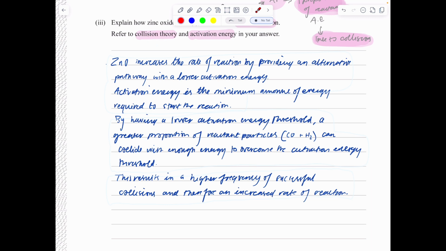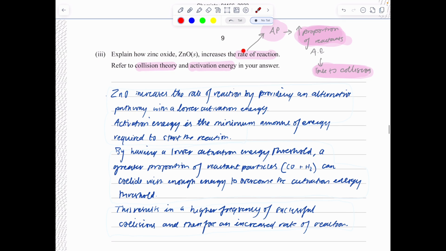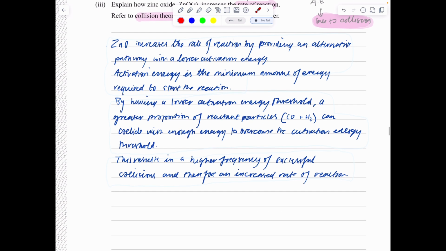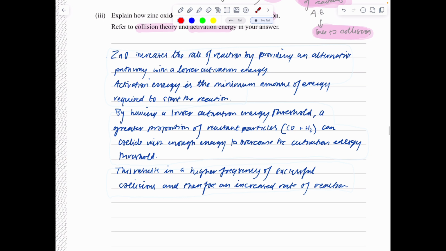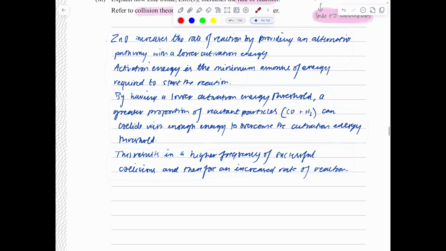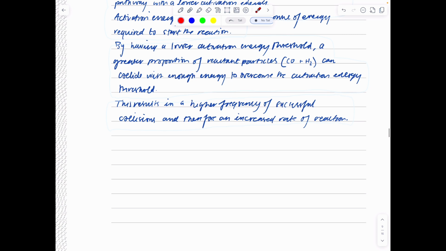And by providing an alternative pathway with a lower activation energy threshold, a greater proportion of particles have sufficient energy to collide and overcome the activation energy threshold, and therefore increasing the frequency of successful collisions and the rate of reaction. Boom, boom, boom, done all of these, and so that would get you, I'm pretty sure, an excellence, but we'll have to double check that on the answer schedule. I will link that in the comments below.